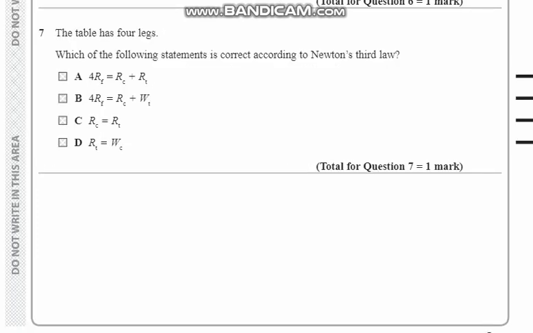Which of the following statements is correct according to Newton's third law? Okay, fine. Newton's third law is when an object is being given a force, an external force, it pushes back in the opposite direction. Okay, A does not even make sense. Newton's third law, I guess it's related to normal reactions. If it is, then yep, C is the answer.